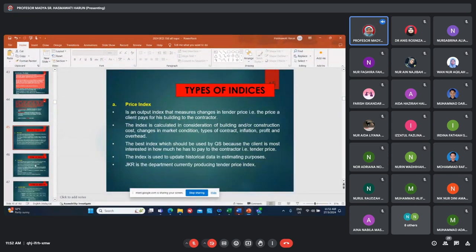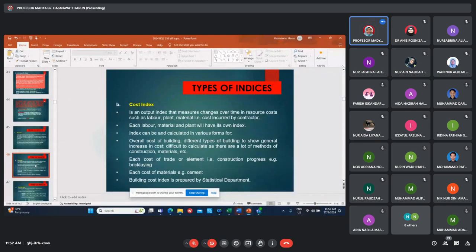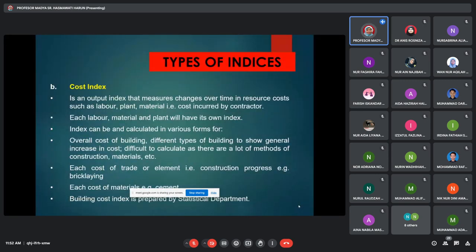Alright, so we talk about cost index now. Okay, cost index is what we call an output index, that measures changes over time. Remember, please underline, if you have a highlighter, please underline the words measure changes over time. And also underline the words resource cost, which are labor, plant, material. And use the word incur. Incur means experienced by the contractor. I have to explain all the words just in case you don't really understand the vocabulary here. So, the cost incurred by the contractor.